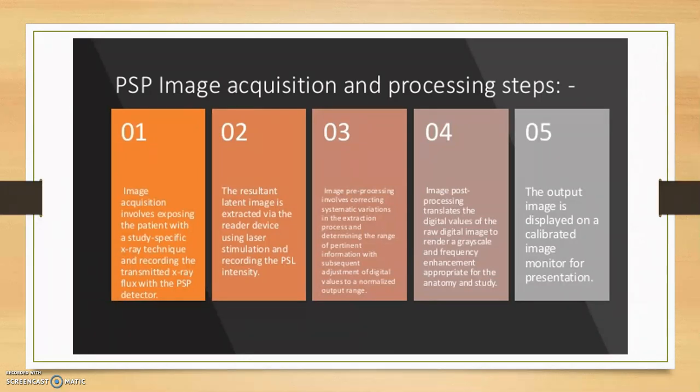The X-rays ionize the phosphor atoms. They trap about 50% of the electrons in the conduction band. That forms a latent image. And then the electrons trapped are read by the cassette reader.